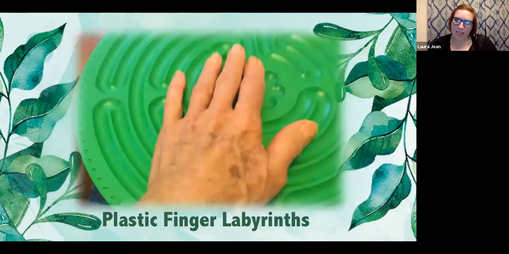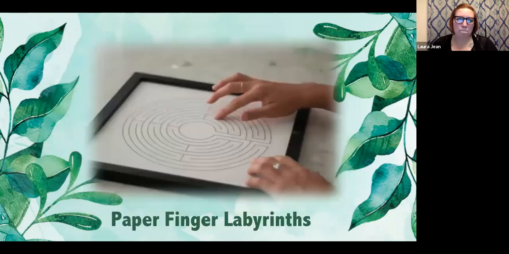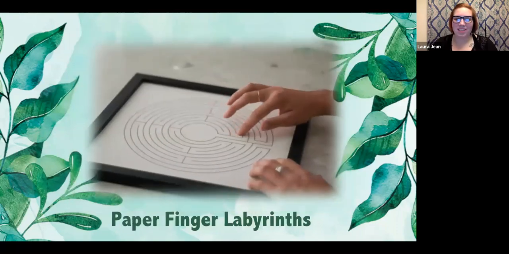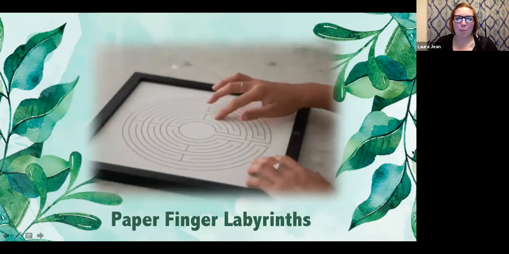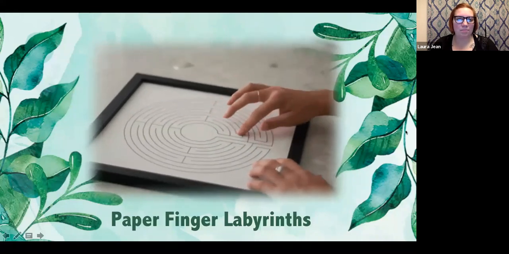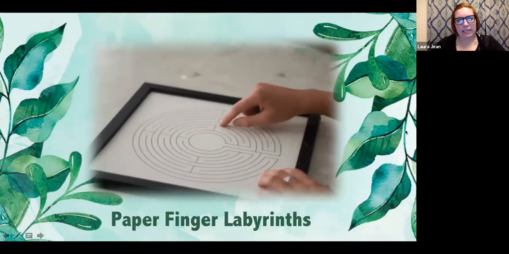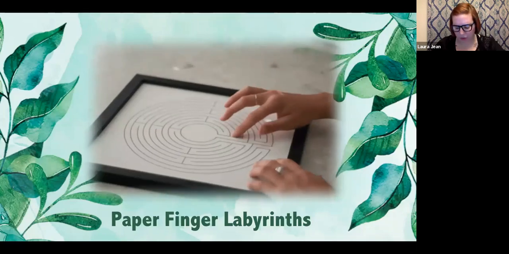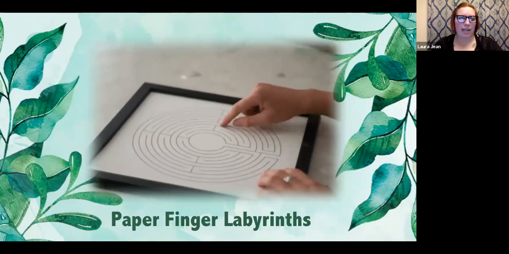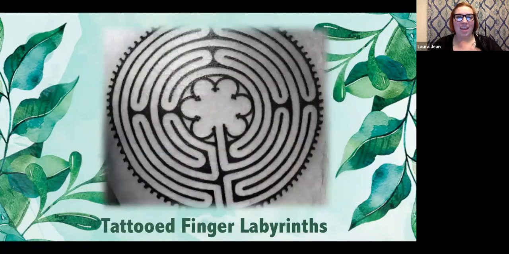This one's made out of plastic, just simple. This one is paper. She's tracing a paper just like the ones that came in your Lenten bags. And I showed you an example before of one that's crocheted. And then I have a picture of one that's tattooed. So some people actually get them tattooed if it's a super meaningful spiritual practice for them.